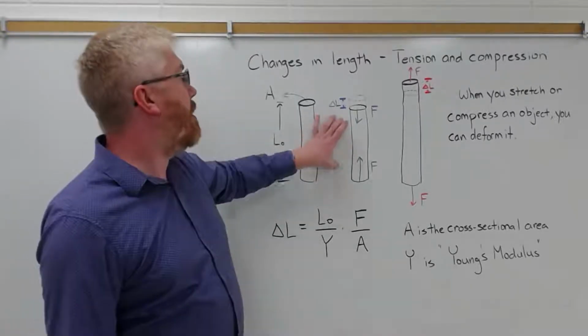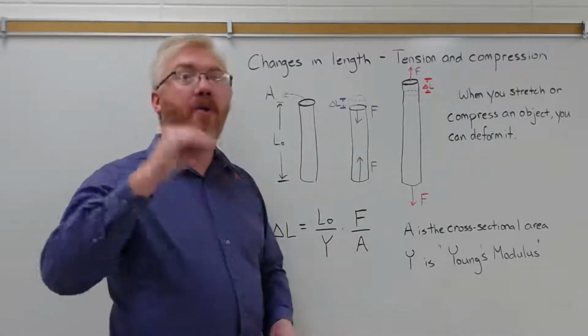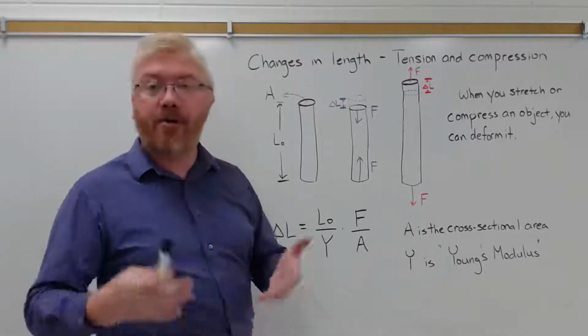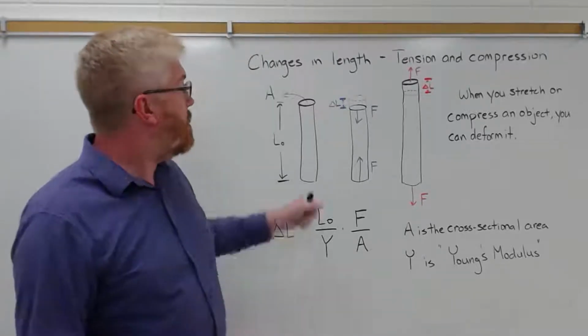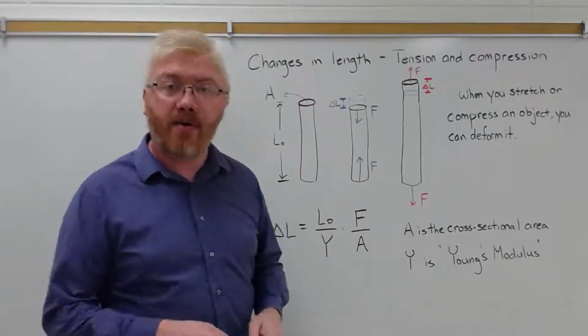So imagine this would be like a steel column in a building. Toward the bottom of the building, holding the weight of the building up, you can have some compression in that column, or a bridge support. So how much materials compress depends on the type of material, and we'll talk about that in a moment.